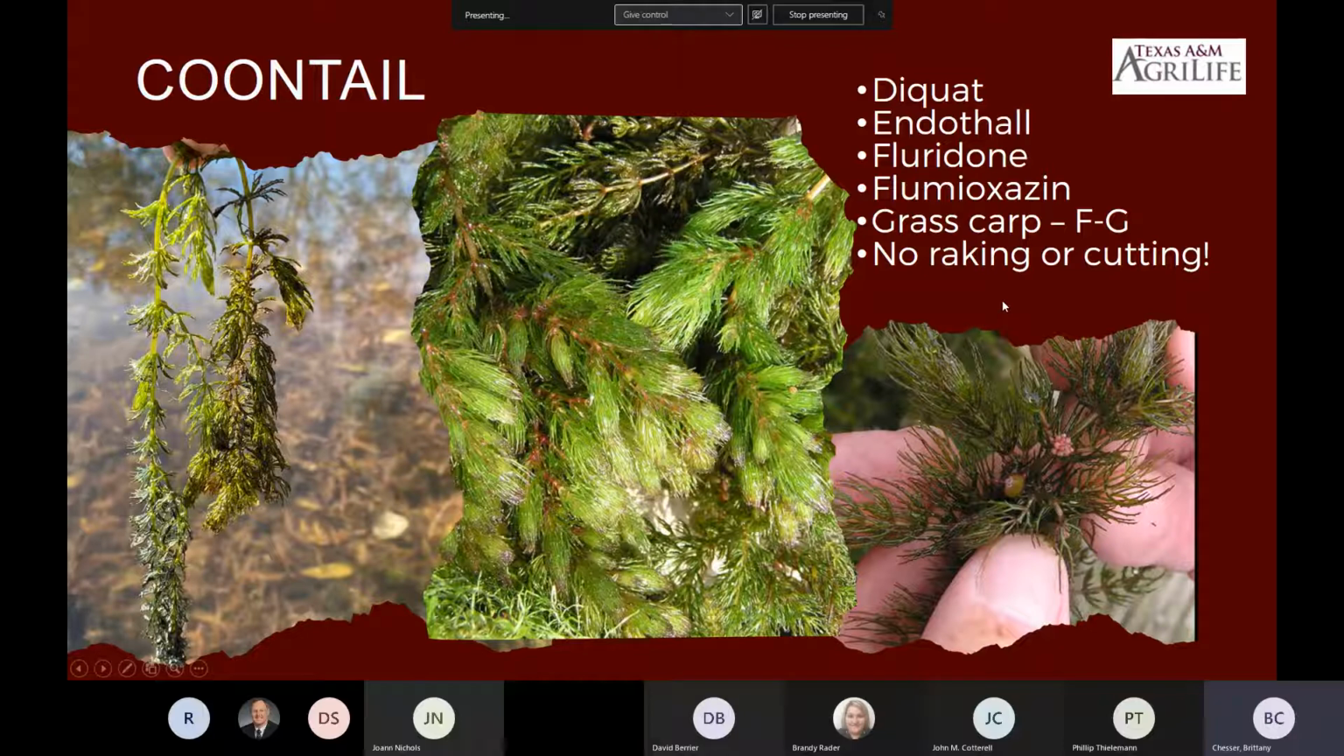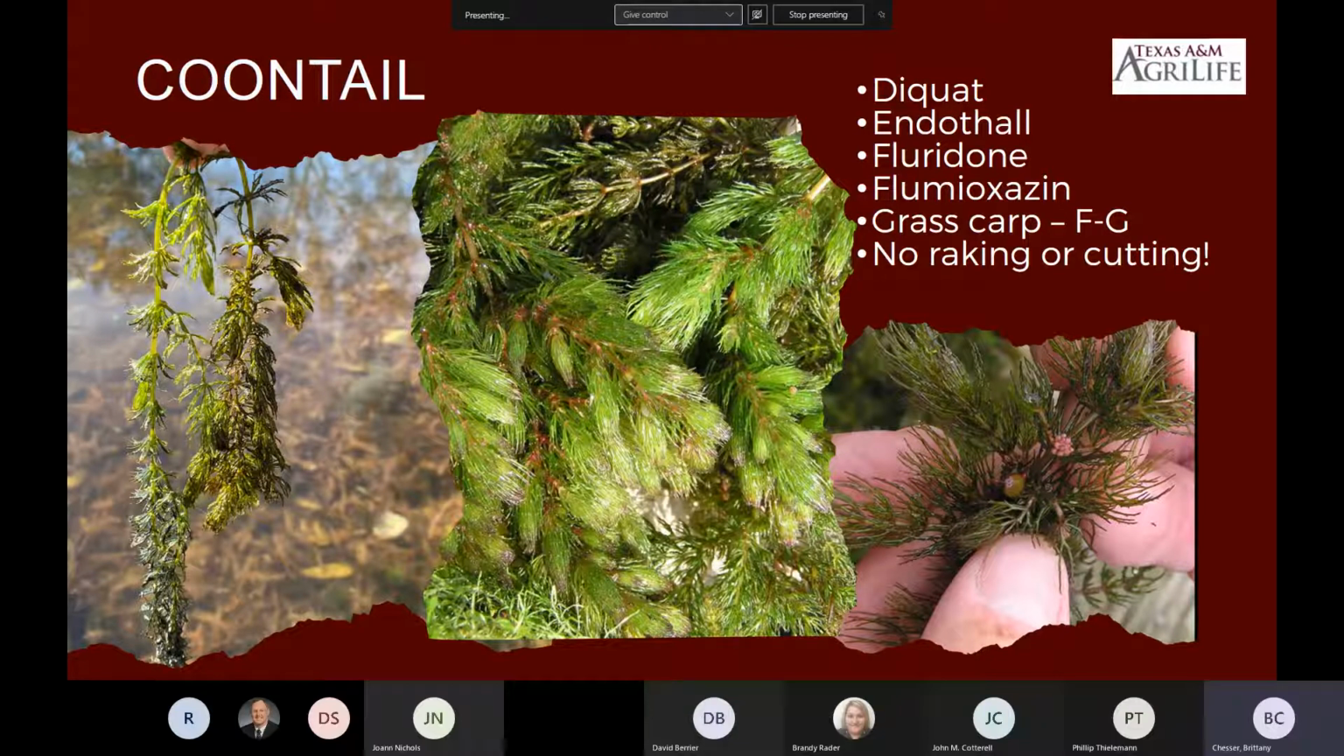This is also one of the species that you do not want to rake or cut because, just like with Hydrilla, it reproduces by fragmentation. Diquat's going to be your lower cost contact herbicide, and flumioxazin is going to be your higher cost systemic. Keep in mind that coontail can grow in depths up to 15 feet or more, depending on the amount of light that they're getting, which they only require minimal amounts of.